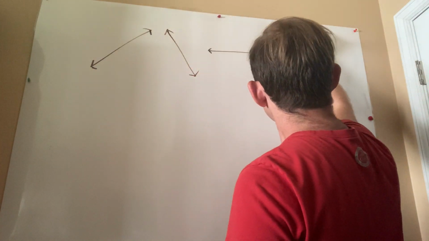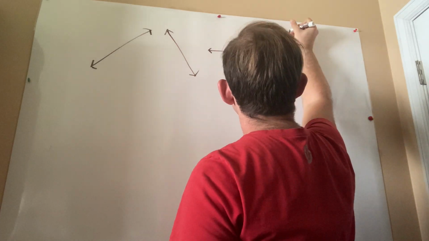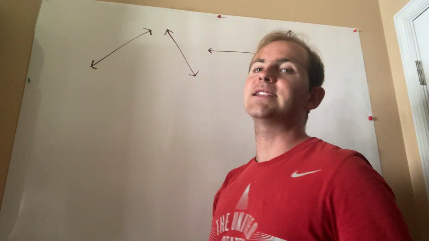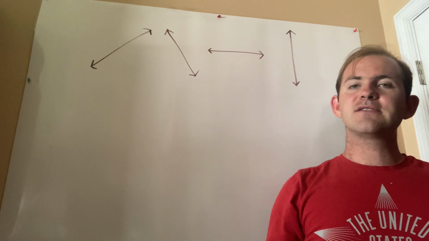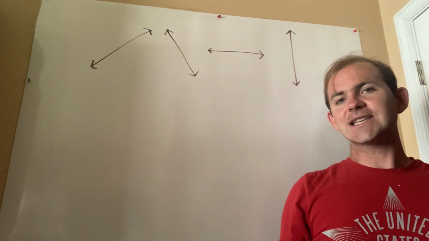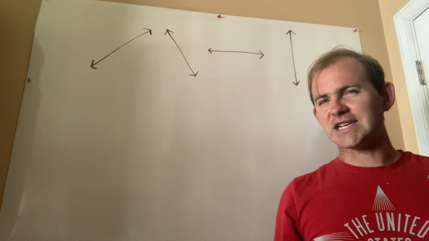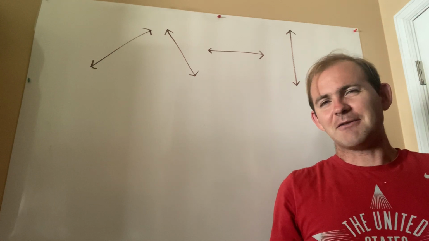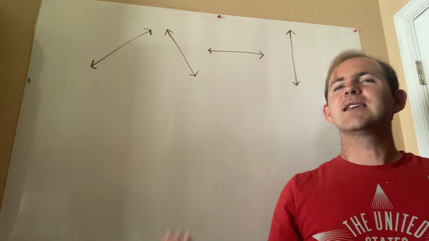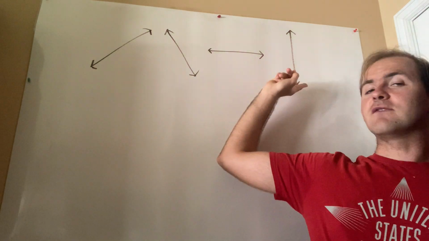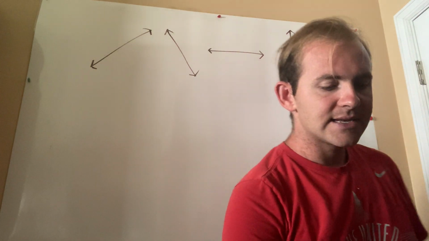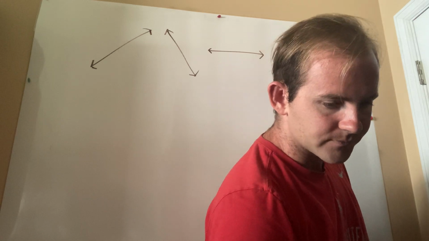Last but not least, a vertical line has what's called undefined slope. And the reason it's undefined, if you'll recall, is that because the x never changes, if we use the change in y over change in x formula, well, I'm not really allowed to divide by 0, right? So this right here, the vertical line, would have an undefined slope.